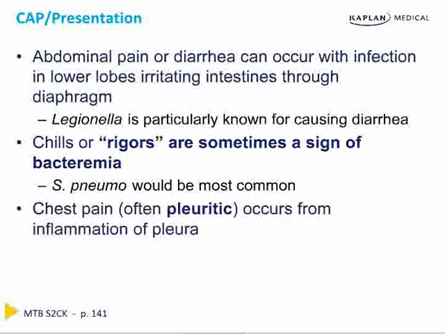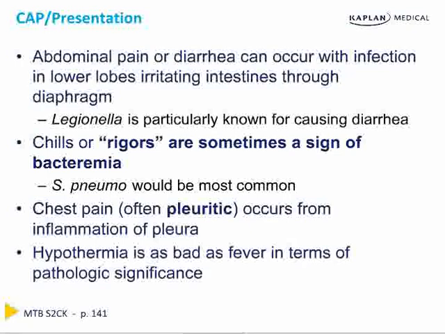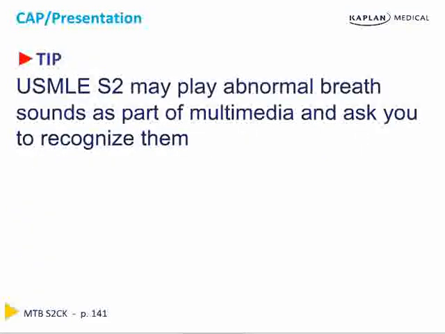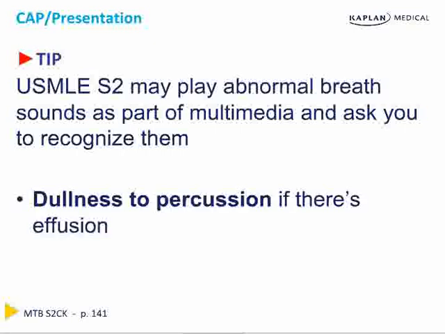Chest pain, usually pleuritic in nature, can also occur from the inflammation of the pleura, and hypothermia, while not as common, is just as bad as fever in terms of pathologic and prognostic significance. On the USMLE Step 2, you are very likely to hear abnormal breath sounds as part of the multimedia portion of the exam. With regard to pneumonia, if you hear dullness to percussion, that's going to be indicative of a large pleural effusion.